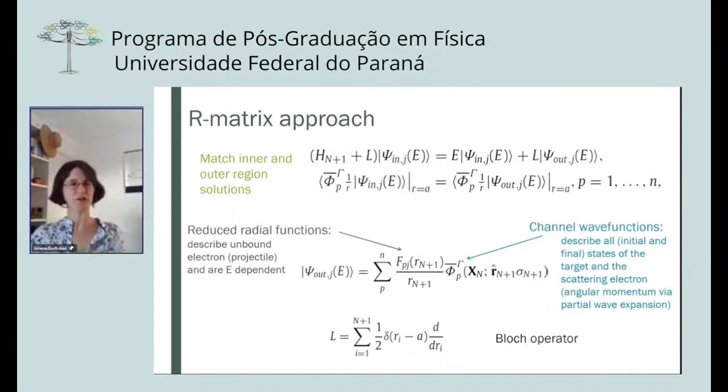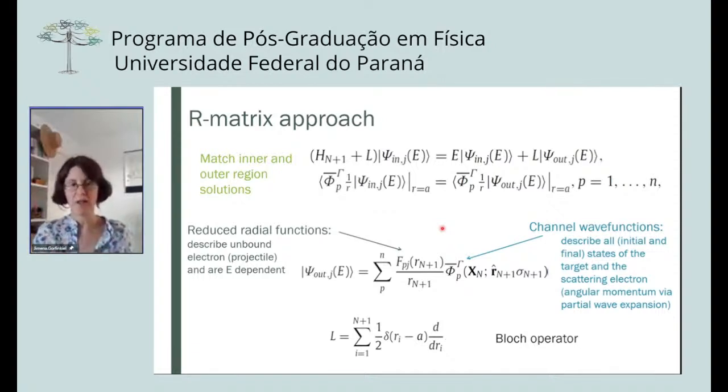So if you're working in this inner region and this outer region, the key of the method, which is summarized in these two equations, is that you have to match the inner region and the outer region solutions. Okay, so you match the solutions, the wave functions, and you match the derivatives. And this is implicit in these equations because this operator L here is the Bloch operator that has the derivative of the wave functions. And the Bloch operator is introduced if you want to ensure that the Hamiltonian in the inner region is Hermitian.